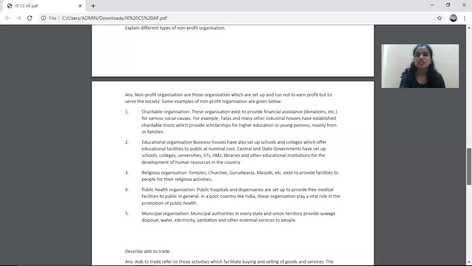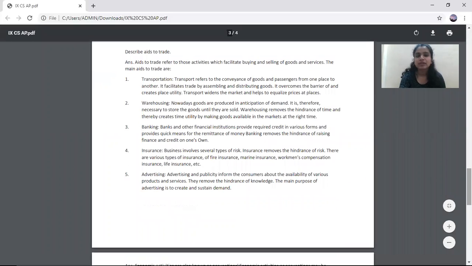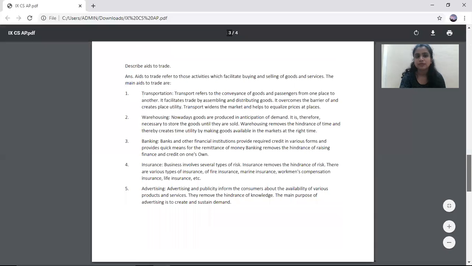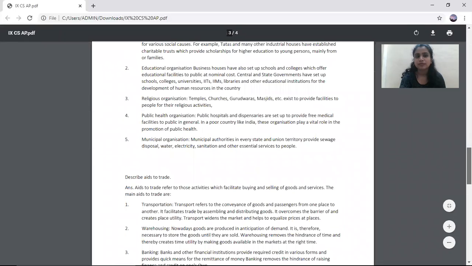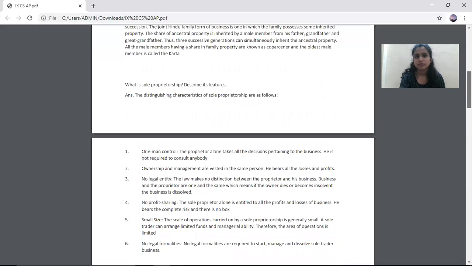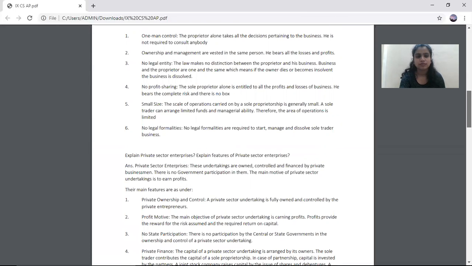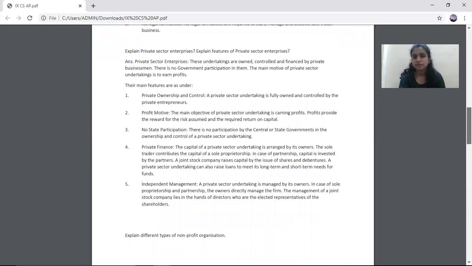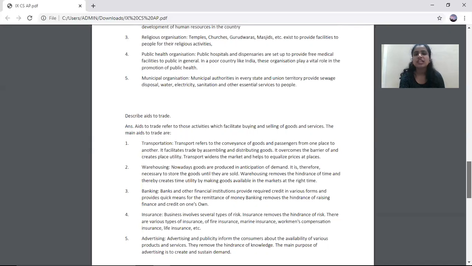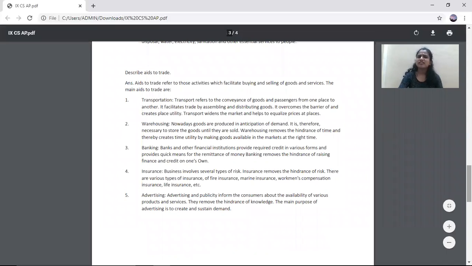Moving on to the next question. It's not question 4a, but question 3b. Describe aids to trade. Now, students, this is a very direct question, so you will start your answer with: aids to trade are those activities which facilitate or help in buying and selling of goods and services. And then you write the statement, the main aids to trade are, and then write the different aids to trade.